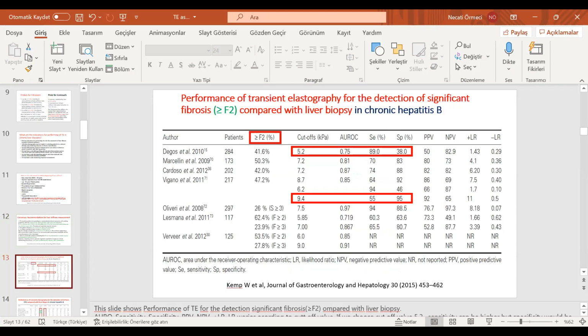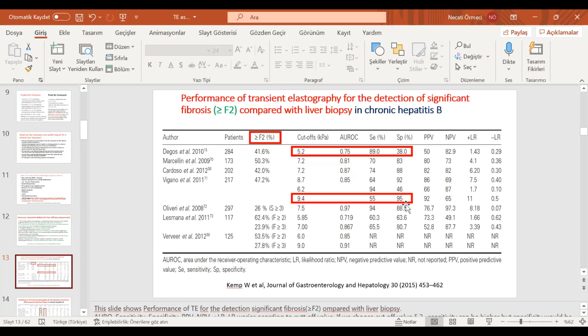Okay, when we look at the studies about chronic hepatitis B, the performance of transient elastography for the detection of significant fibrosis, this means F2 fibrosis, there are several authors, as you see here: Degos, Marcelin, Cordozo, Vigano, Oliveri, and so on. If you accept the cutoff value as 5.2, sensitivity is 89%, but specificity is less, 38%. If you increase the cutoff value, then sensitivity will decrease, but specificity will increase.